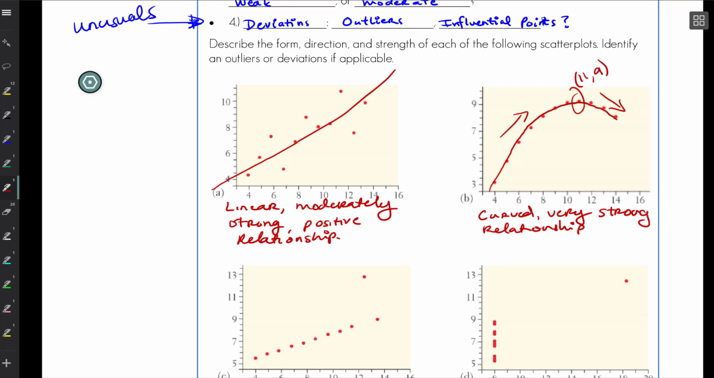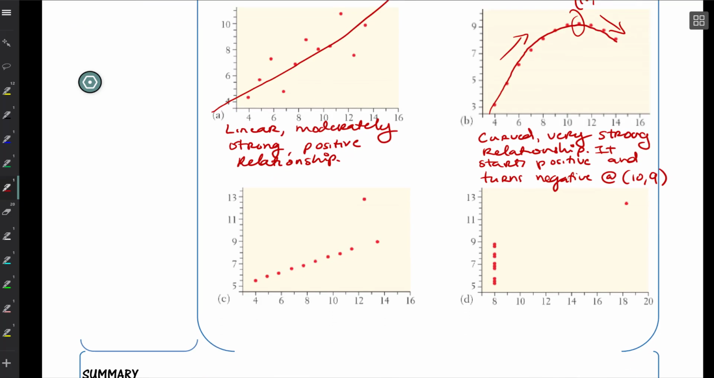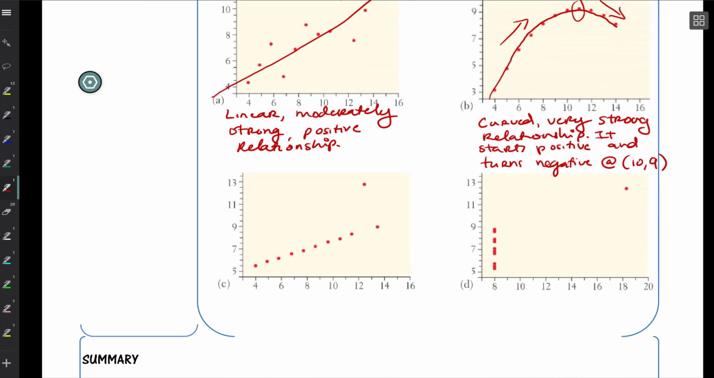So what we would say here is it starts positive and turns negative at 10, 9. Try to be specific. Use the actual points to describe those individuals, okay? Next one.